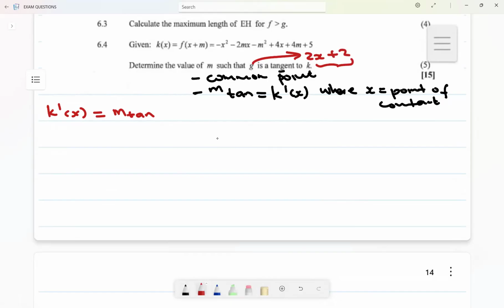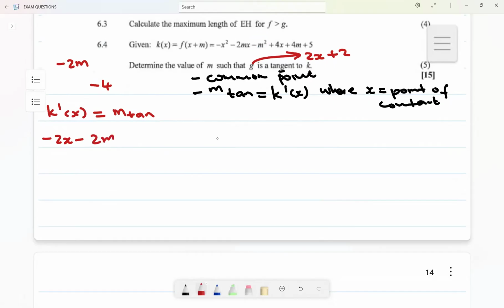If I derive this, the gradient will be 2, since it is in the format of mx plus c. So what is the derivative of k of x? I can derive this whole part. I get negative 2x minus, then when I derive 2mx with respect to x, it is the same as negative 4x, so it will just be negative 4. Similarly, it will just be negative 2m.